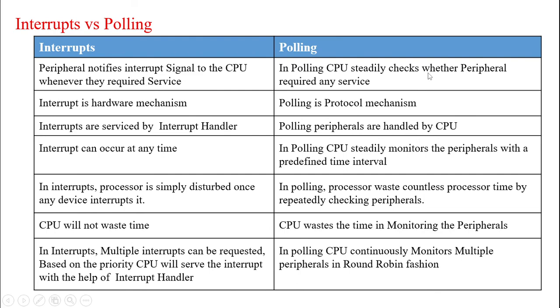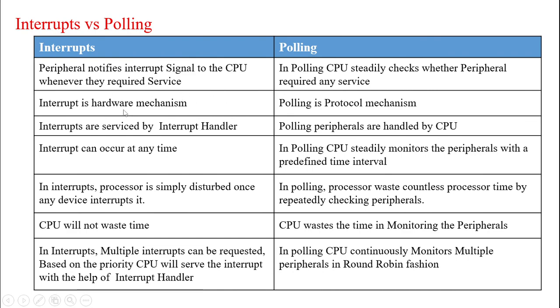First of all, you have to define the definition. So what do you mean by interrupt? The peripheral notifies the interrupt signal to the CPU whenever it requires a service. So in an interrupt case, peripherals will notify the CPU that they require some service. But in case of polling, the CPU, nothing but the processor, steadily checks whether a peripheral requires service or not. So in case of interrupt, peripherals will request. In case of polling, the CPU will check.